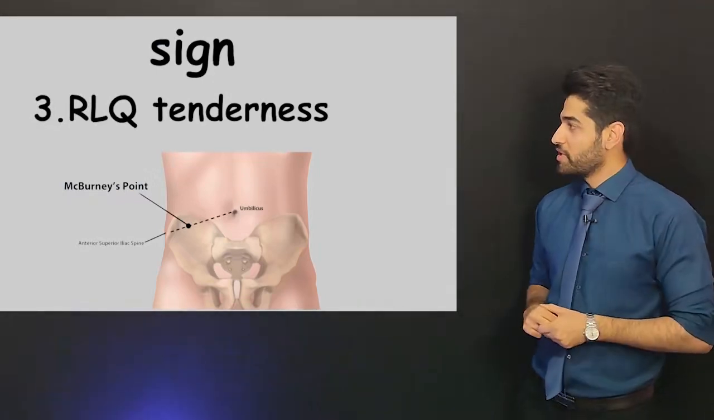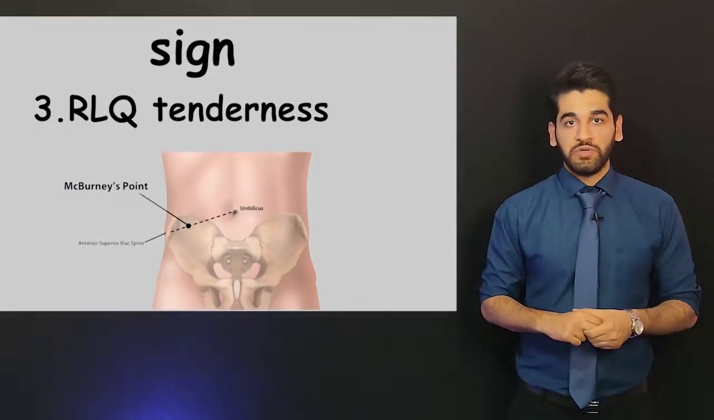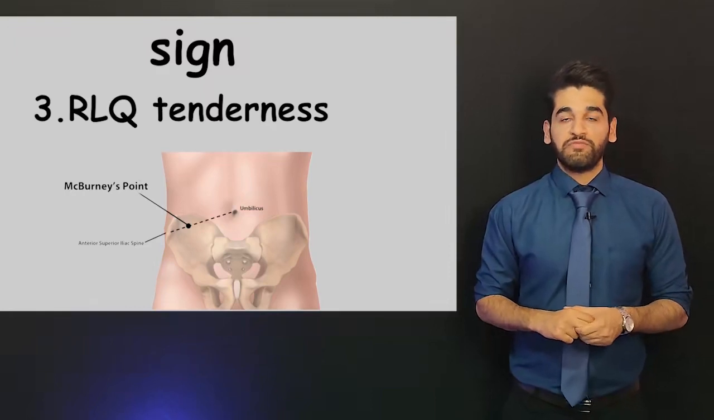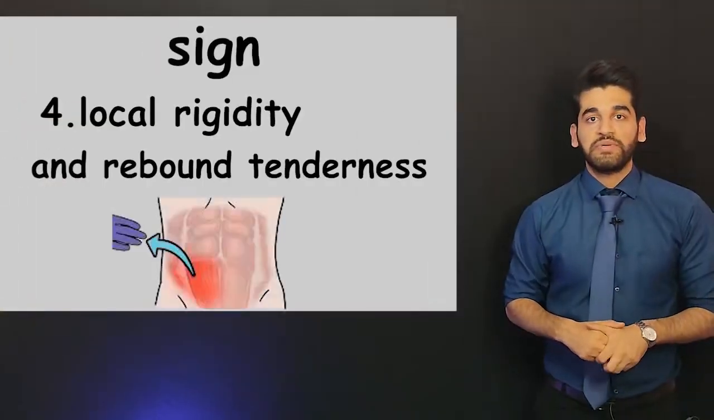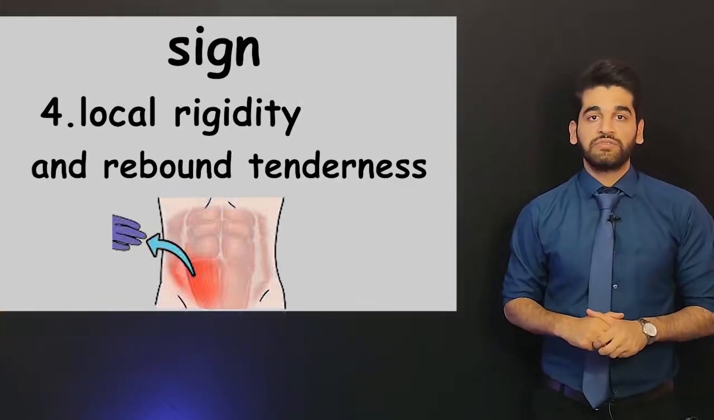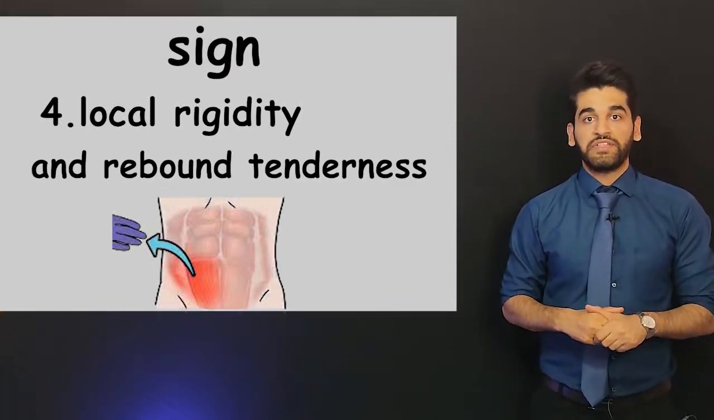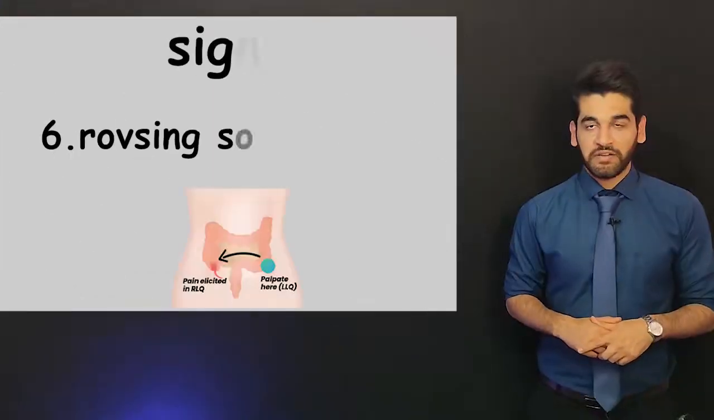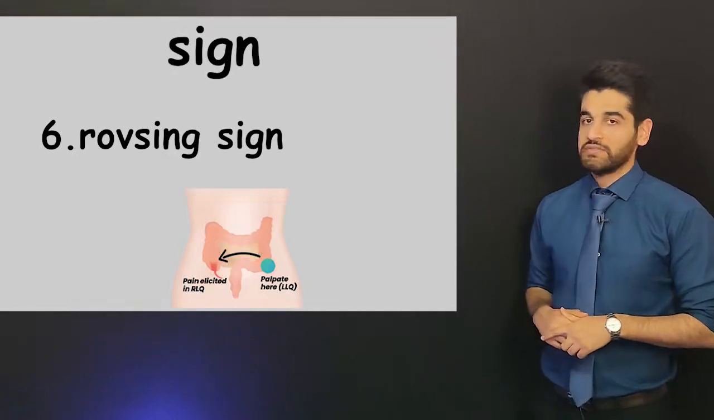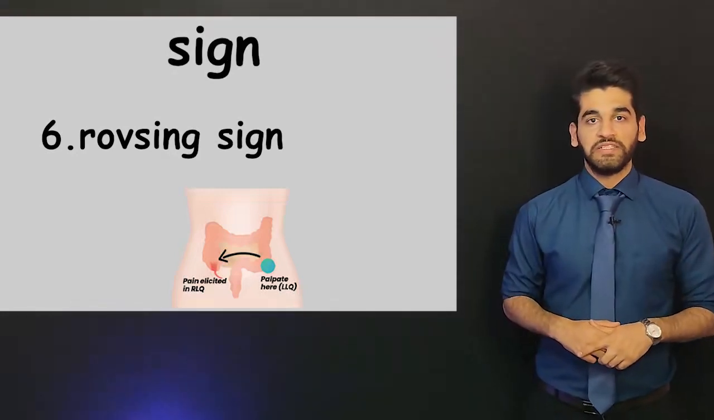If we draw a line from the anterior superior iliac spine to the umbilicus, this point will be 1.5 to 2 inches from the ASIS. Local rigidity and rebound tenderness may also exist. As you know, rebound tenderness is pain upon removal of pressure rather than application of pressure to the abdomen. The next sign, Rovsing's sign, refers to pain in the right lower quadrant while palpating the left lower quadrant.